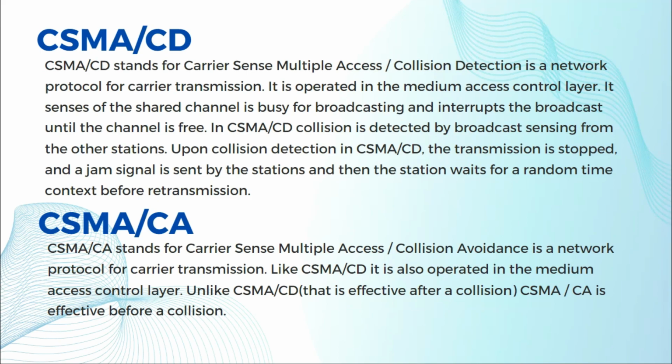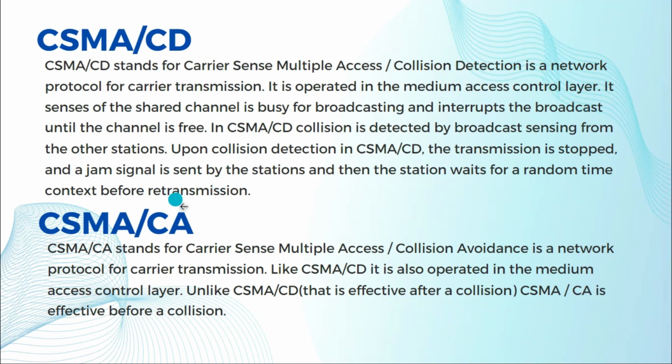If a collision occurs, it will be detected; otherwise, no detection is required. Upon collision detection in CSMA/CD, the transmission is stopped and a jam signal is sent by the stations. Then the station waits for a random time before retransmission. They will wait until the station is free, and after that they will retransmit.